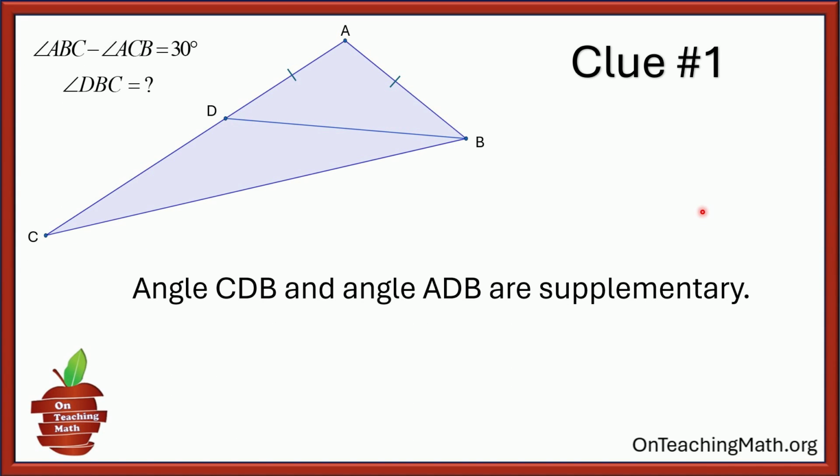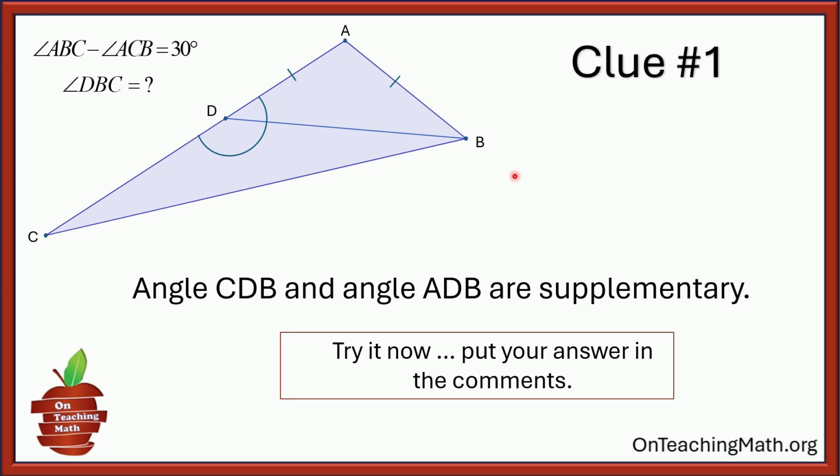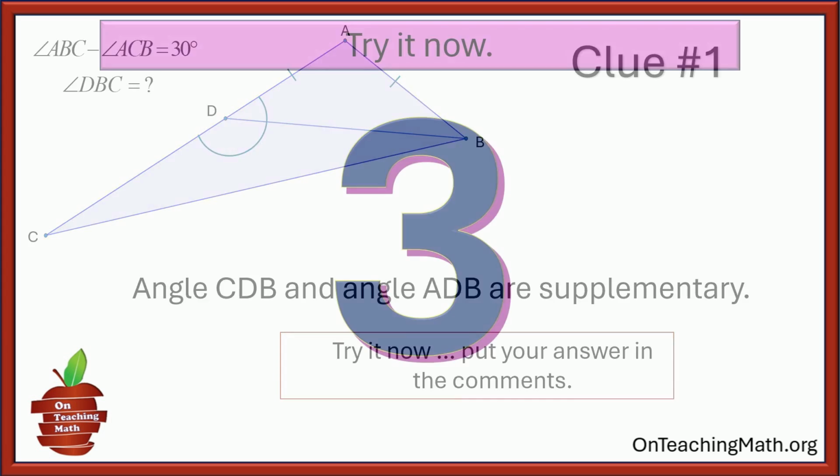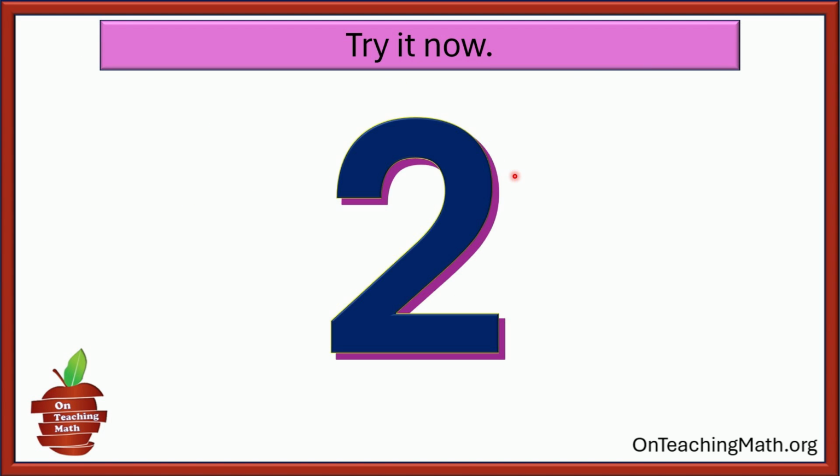Clue number 1: angle CDB, this one right here, and ADB are supplementary. See if you can use that to figure out what to do next. Okay, so if that's enough of a clue for you, go ahead and try the problem right now. Put your answer in the comments. If not, here comes another clue in 3, 2, and then 1.